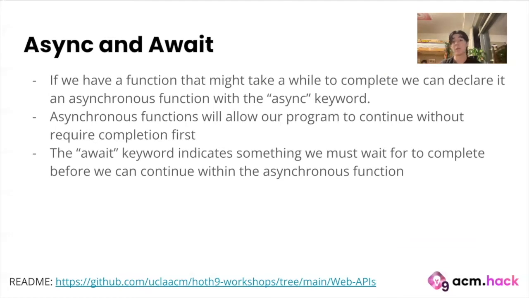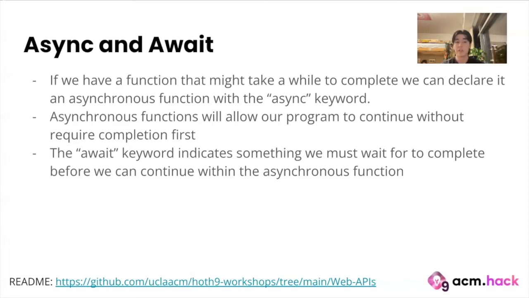But let's say we want to make a GET request, and that might take a while. Well, asynchronous functions will allow our program to know that this function is asynchronous, and it will continue to run while this one GET request runs in the background. And we can indicate asynchronous functions by using the async keyword. If we put async in front of a function header, it'll be clear to our program that that function is asynchronous.